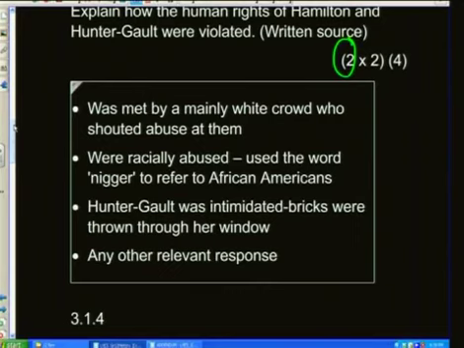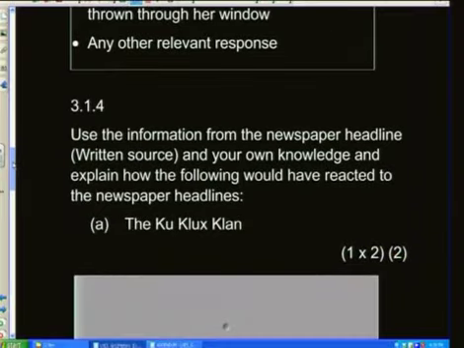You could choose any two of these answers. One of them is that they were met mainly by a white crowd who shouted abuse at them, using verbal abuse. They were racially abused, with the word nigger used to refer to African Americans. Hunter Gold was intimidated. Bricks were thrown through her window. Any other relevant response.